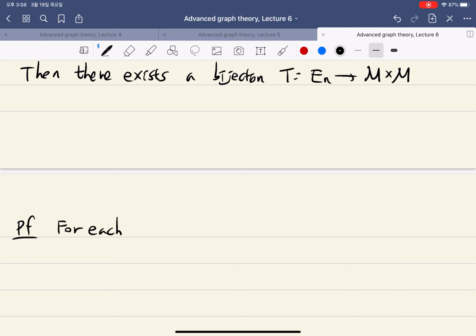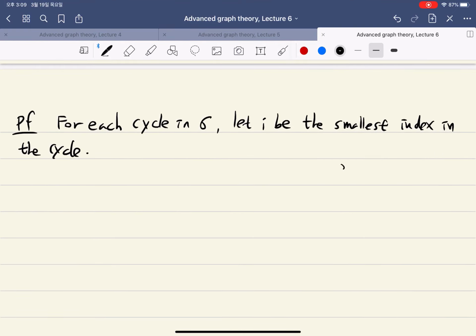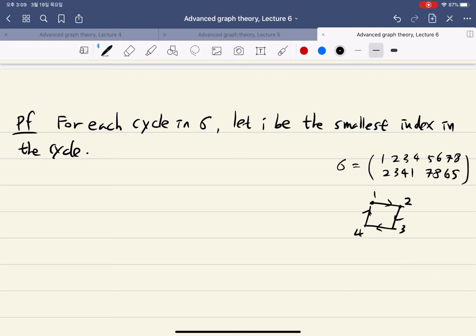So for each cycle in sigma, let I be the smallest index in the cycle. So if we have a sigma which is 1, 2, 3, 4, 5, 6, 7, 8, and let's say you have 2, 3, 4, 1, 7, 8, 6, 5, then you have 1, 2, 3, 4. This is one cycle of the permutation.